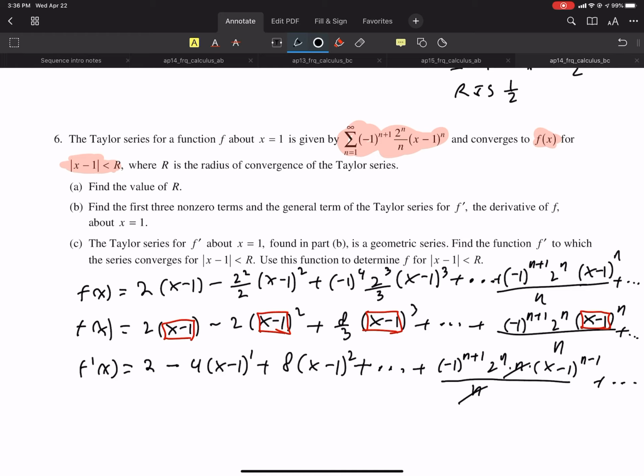Anything else? I think that's it. So that's the answer to part B. Now we're going to do part C.